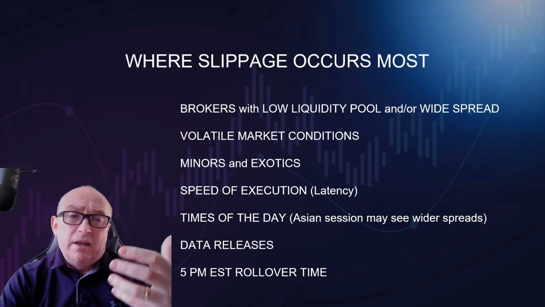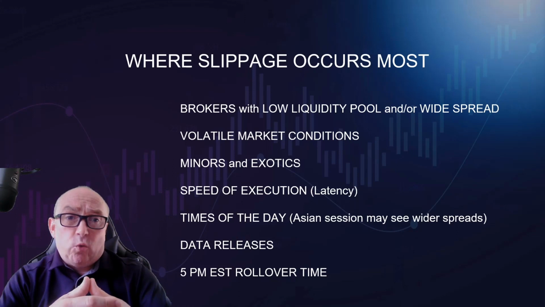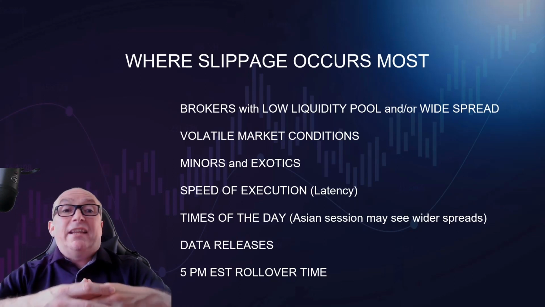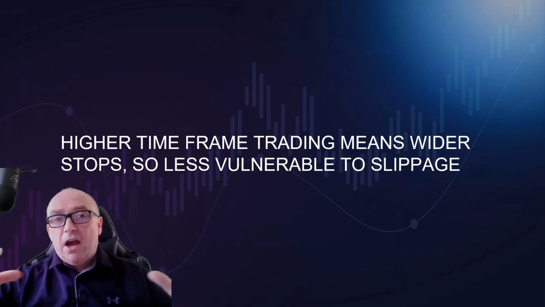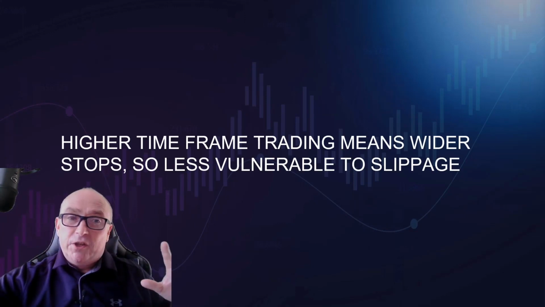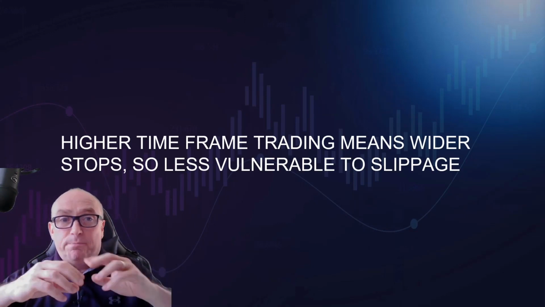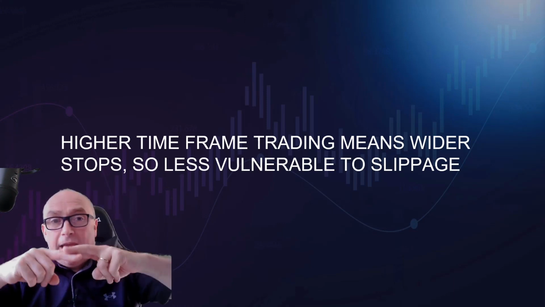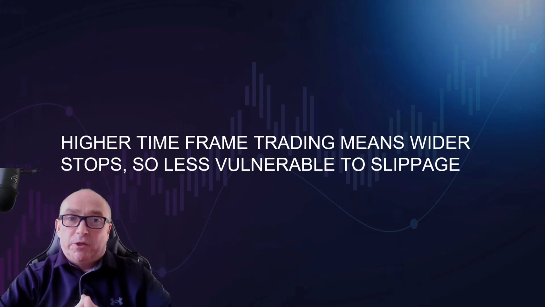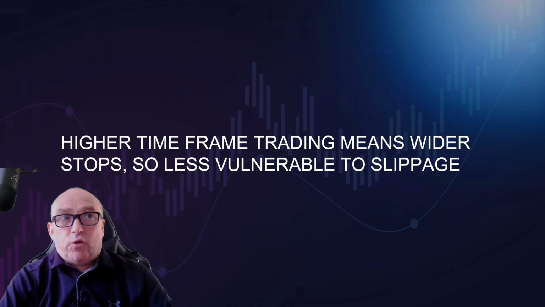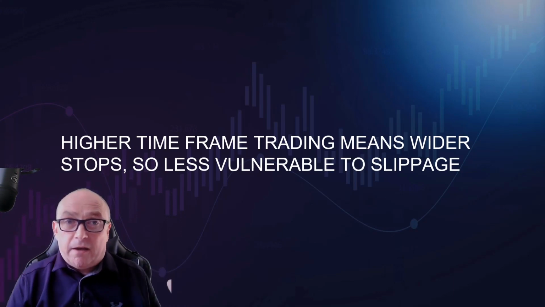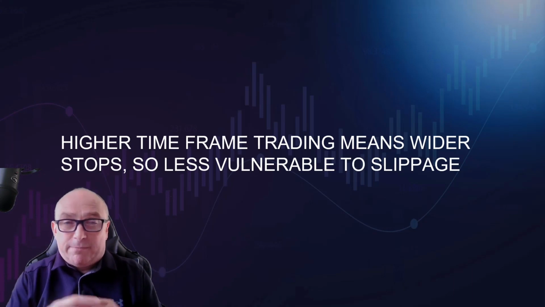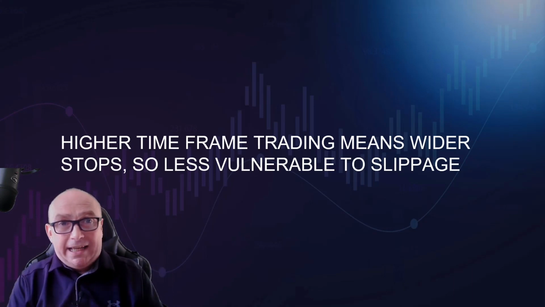Now, the obvious answer to avoid slippage altogether is to trade the higher time frames. If you're trading higher time frames, it means your stops are going to be much wider, so you're not going to be so susceptible to those big anomalies when the spread widens out. But of course, not everyone wants to trade the higher time frames. People want to trade the lower time frames. That's absolutely fine. I trade lower time frames myself as well, but I do avoid certain circumstances where I know the spreads are going to widen and my stop is more likely to be triggered.